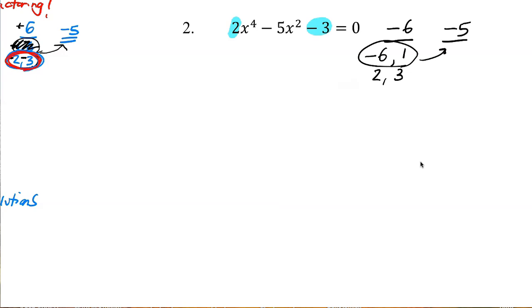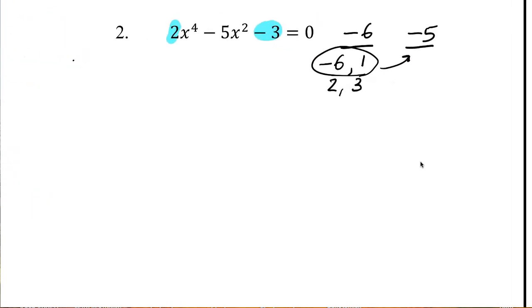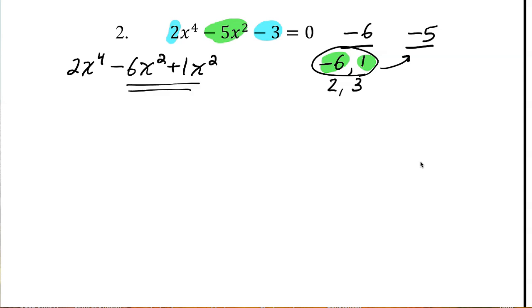Now I'm going to rewrite this to be 2x to the 4th. And then I'm going to split this middle term here. I'm going to split that to be a negative 6 and a 1. So we'd have negative 6x squared plus 1x squared, right? Because these two, if you actually add them, you would get back to negative 5x squared. And then minus 3 equals 0. So we have 4 terms here, and then we're going to take a greatest common factor out of the first 2 terms and out of the next 2 terms.